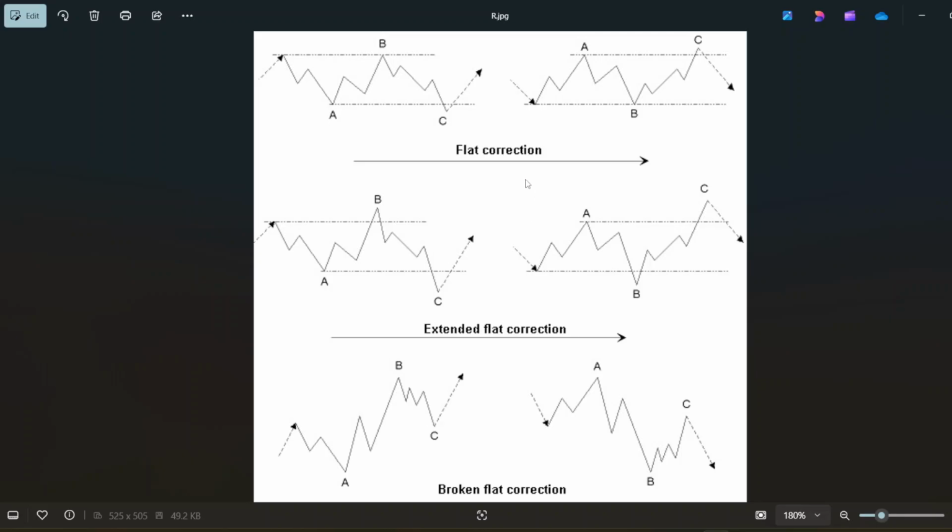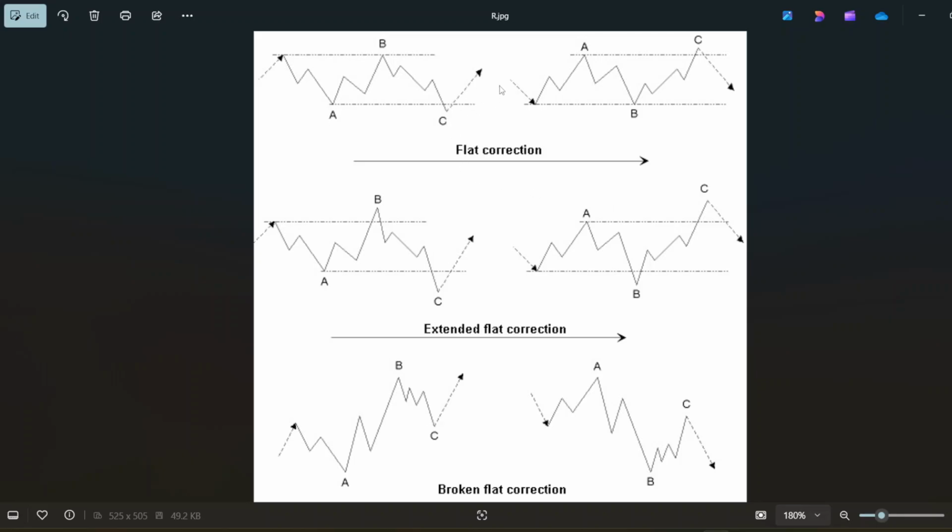Then secondly, wait for wave C to develop. It's important. Wave C is the final leg of the correction, and it often moves in 5 waves. So this is where you can anticipate a strong reversal once the pattern is complete. Then finally, enter at the end of wave C.